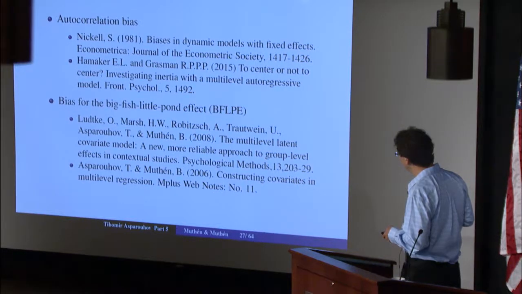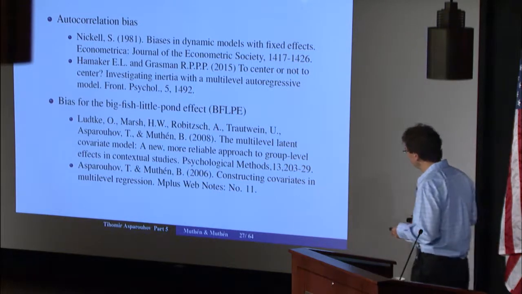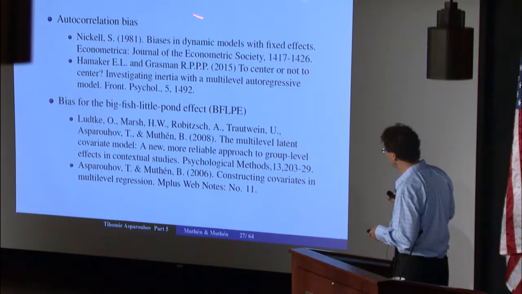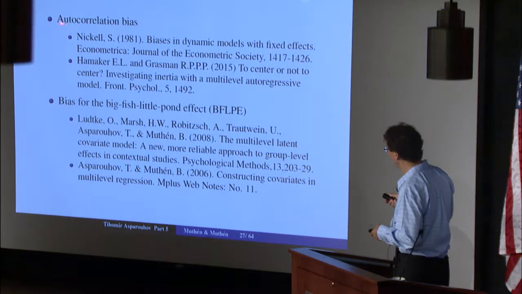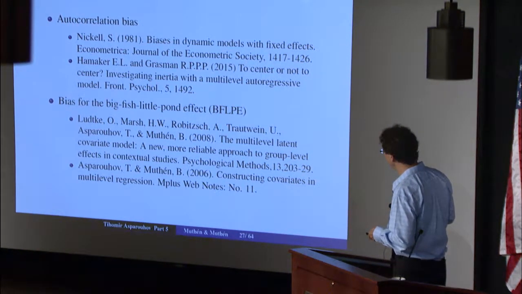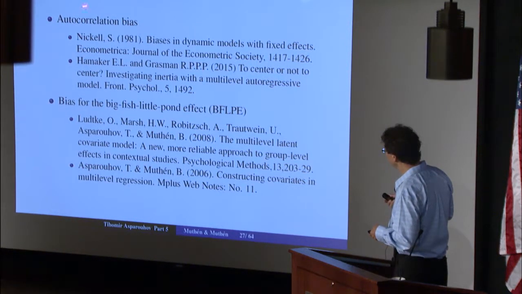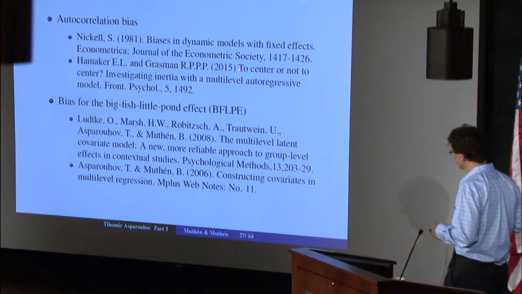Using this observed centering actually yields biases, and we've seen that also in two-level models. So these are some papers that describe this bias. In the two-level AR model, the bias occurs in the mean of the autoregressive parameter. The autocorrelation bias is described in this paper by Nickell from 1981, and a more recent paper by Hamaker and Grasman.